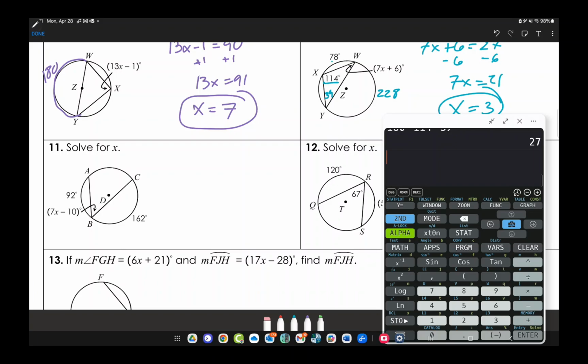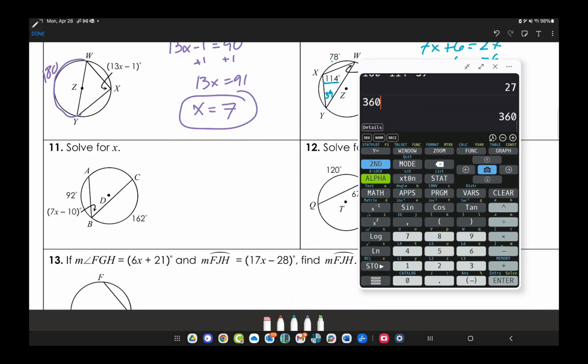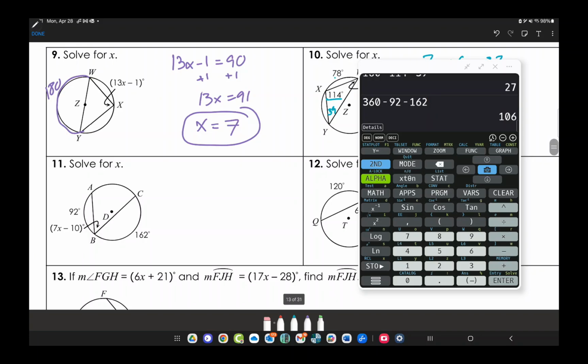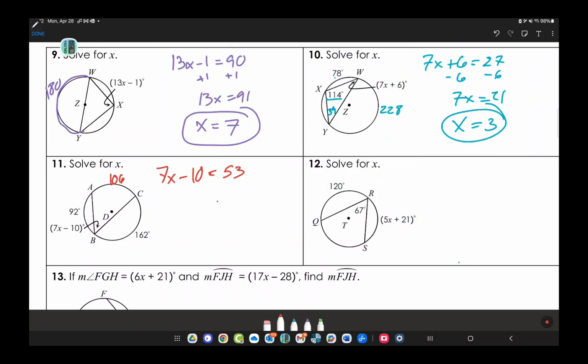So now for 11, there really is only one way to do this. Take 360 minus 92 minus 162 to get 106. And then set 7x minus 10 equal to 53. Add 10, we get 7x equals 63, so x is 9.